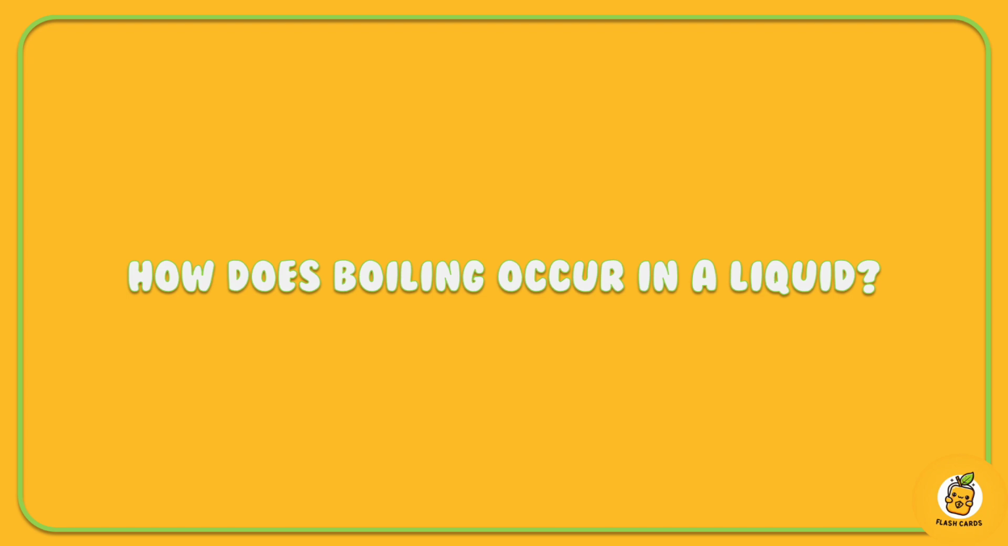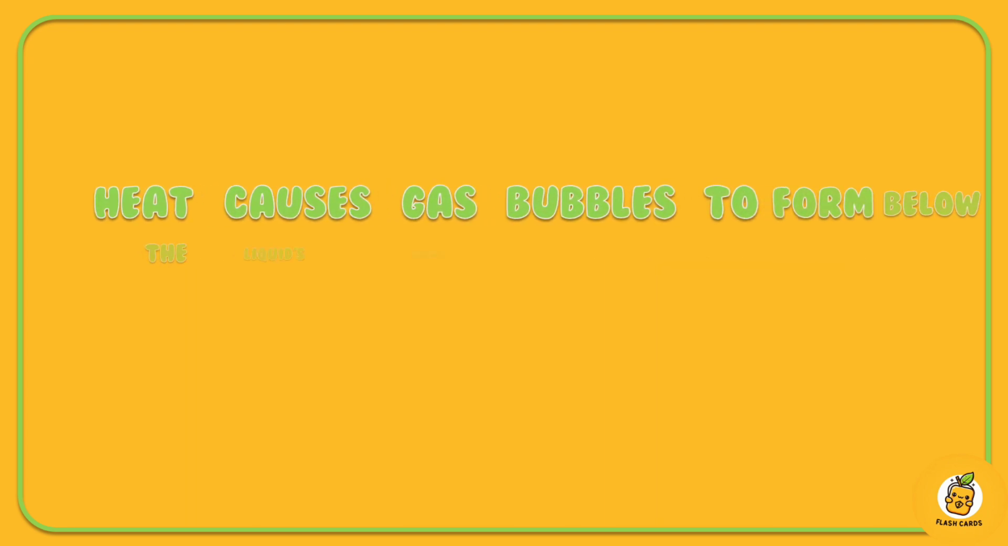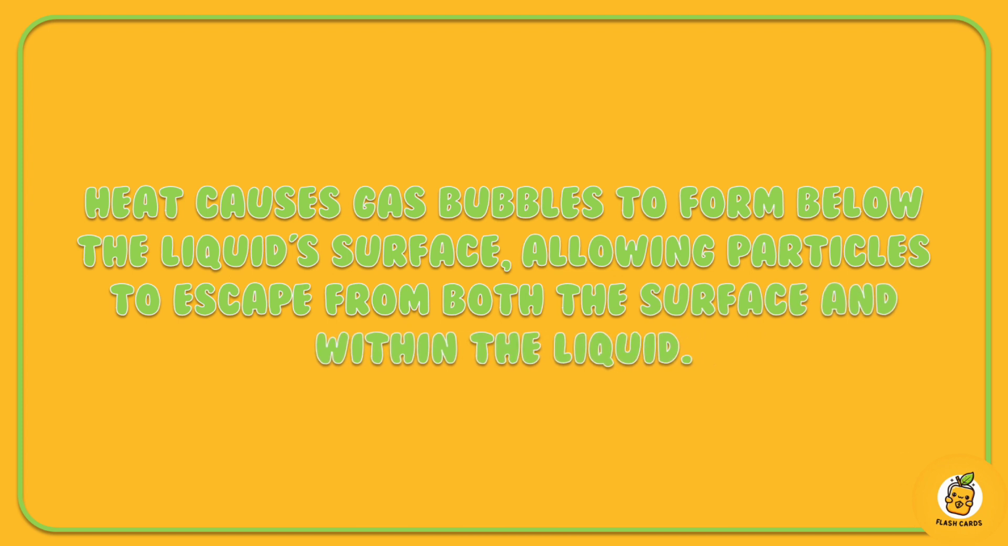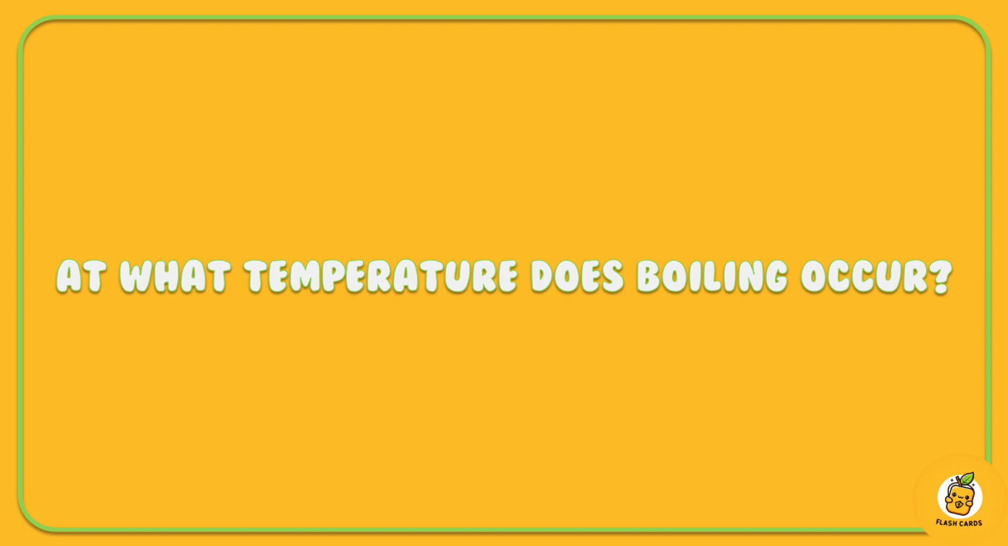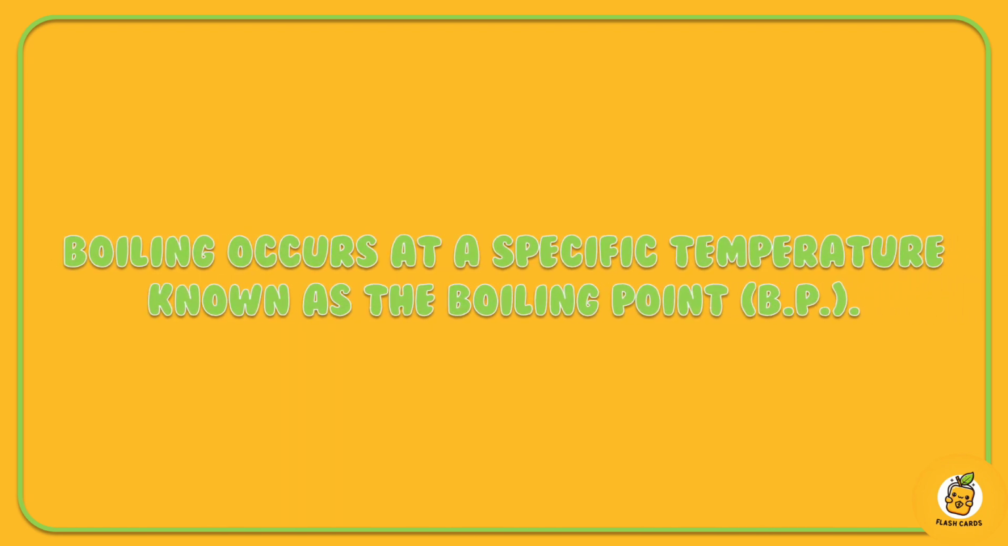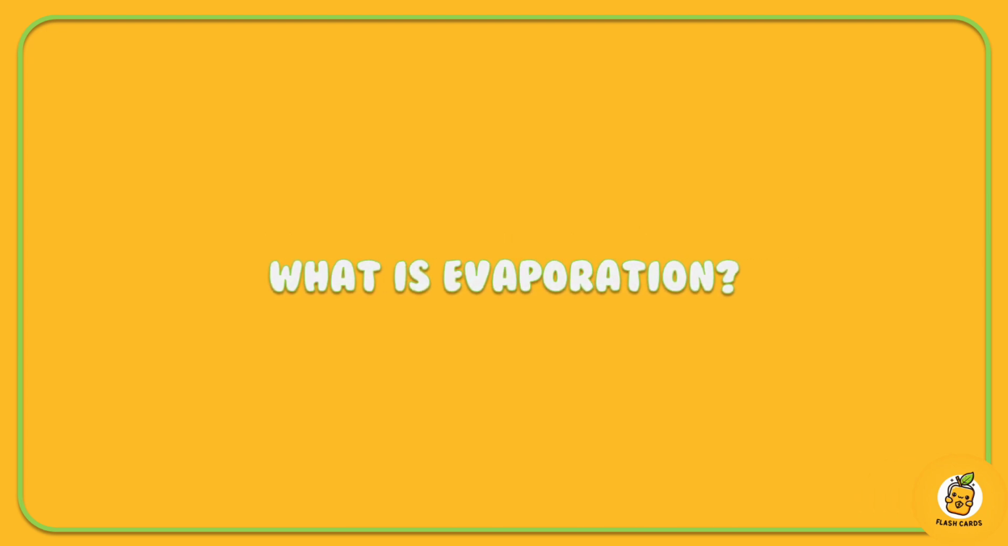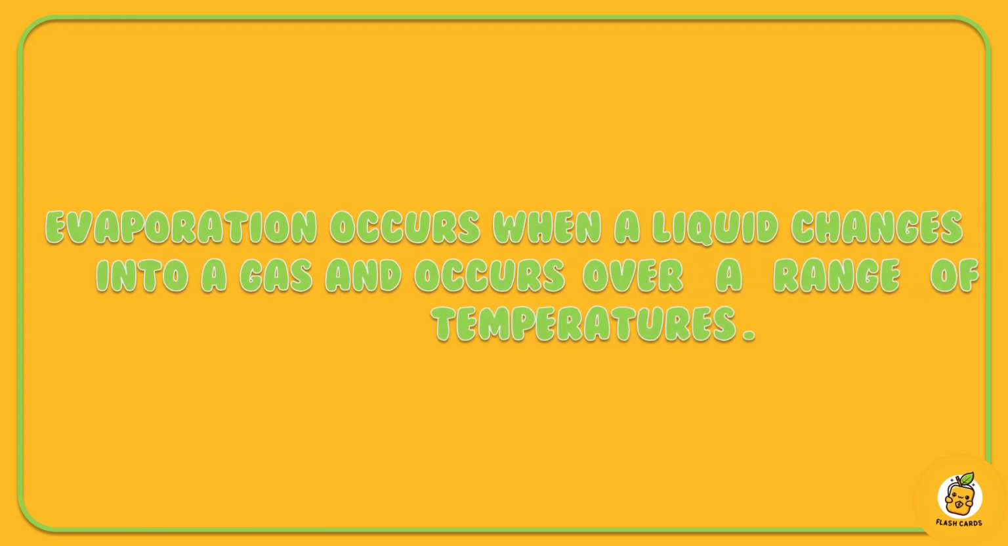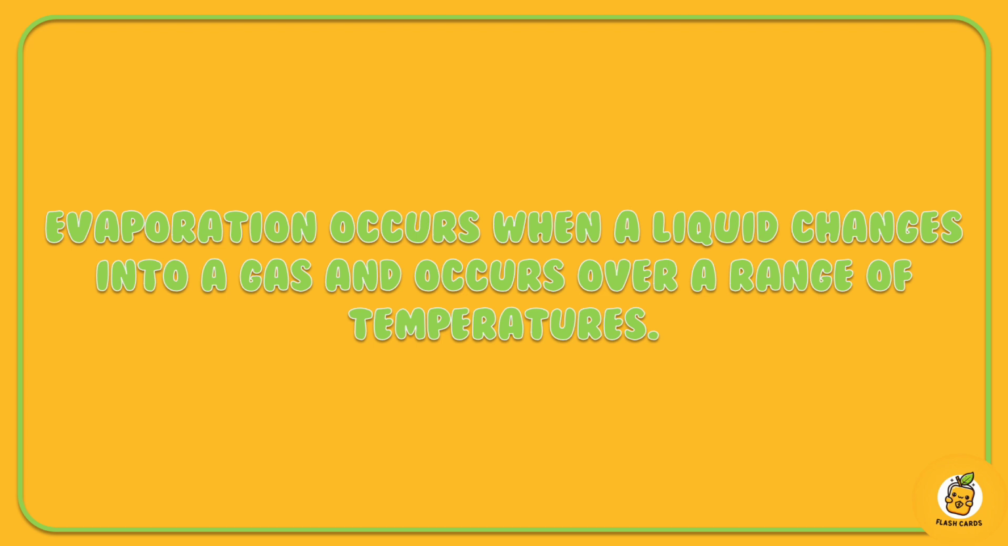How does boiling occur in a liquid? Heat causes gas bubbles to form below the liquid's surface, allowing particles to escape from both the surface and within the liquid. At what temperature does boiling occur? Boiling occurs at a specific temperature known as the boiling point. What is evaporation? Evaporation occurs when a liquid changes into a gas and occurs over a range of temperatures.